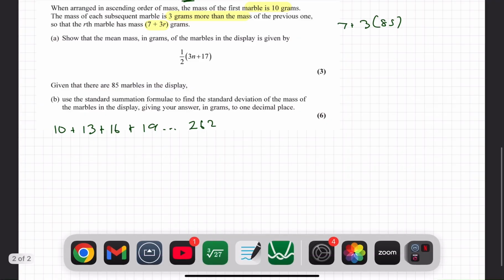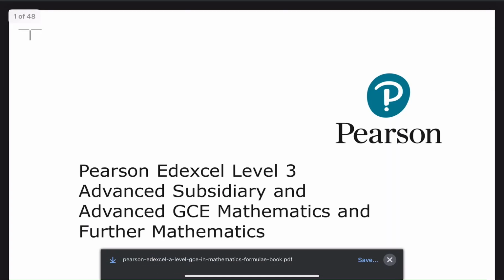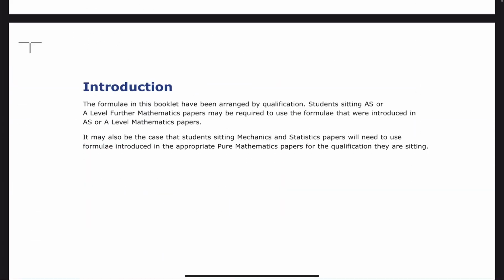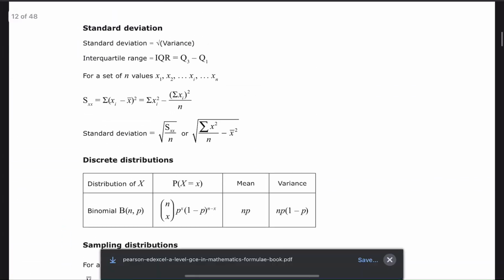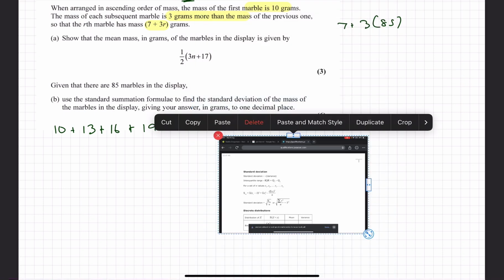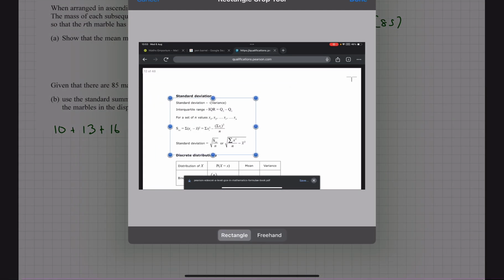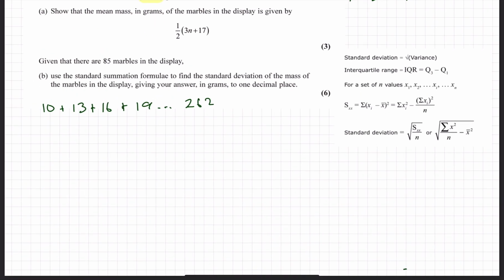Okay. Right, so we want to get a standard deviation. So what we need to do is look up the Excel formula booklet for maths. And we're going to find standard deviation down here. So we need to find the formula. Here we are. Right, standard deviation. Right. So let's screenshot that and have a look. Okay, right, there we are. So we know that we've got 85 marbles in the case, and I'm going to look at the following formula here.